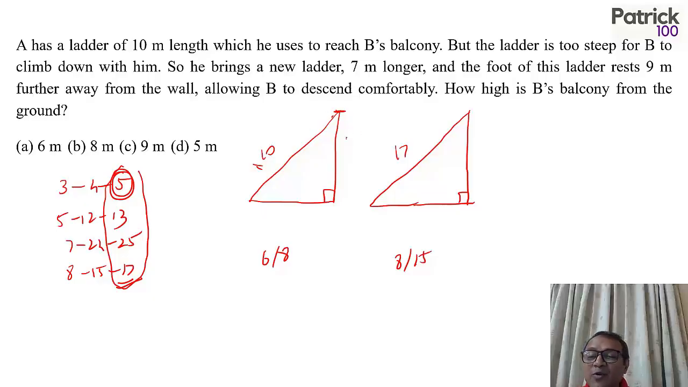Now height has to be the same for both. So it will be 8 and 8 height, and the base will be 6 and 15. That satisfies the condition that it rests 9 meters further away, so the difference is 9 meters, which satisfies. So we can make out the height is option B, 8 meters.